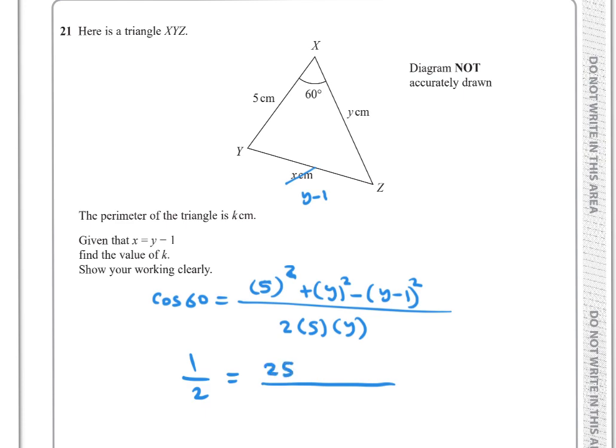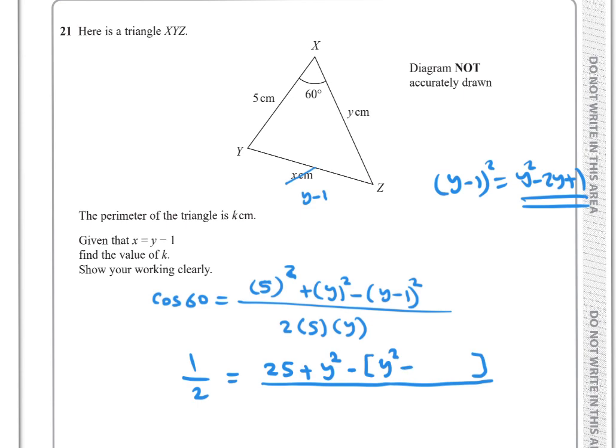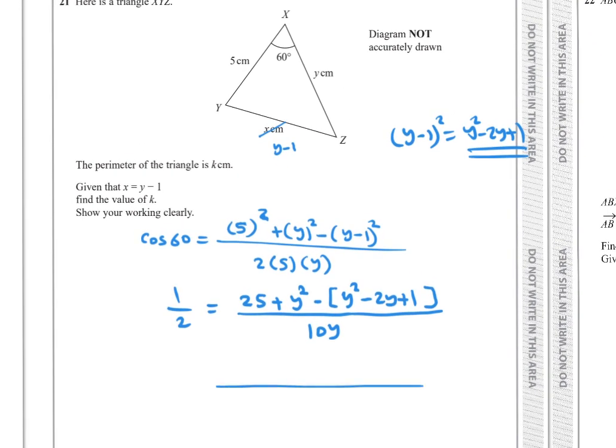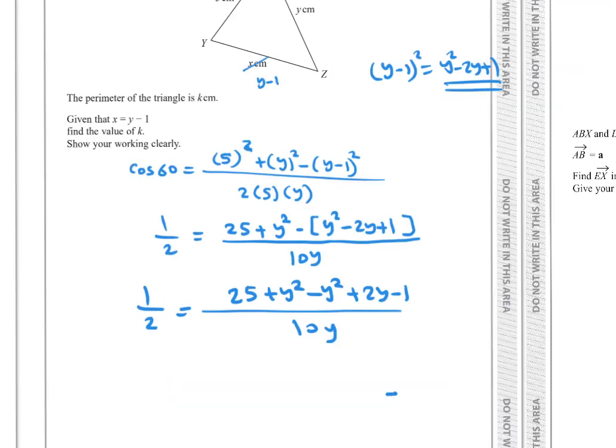5 squared is 25. Then y squared minus, we need to expand that one, (y minus 1) all squared equals y squared minus 2y plus 1. So y squared minus 2y plus 1 over 2 times 5, 10, so 10y. Now simplify the numerator. This negative changes all the signs, so we have 25 plus y squared minus y squared plus 2y minus 1 over 10y equals 1 over 2. Now simplify the numerator.